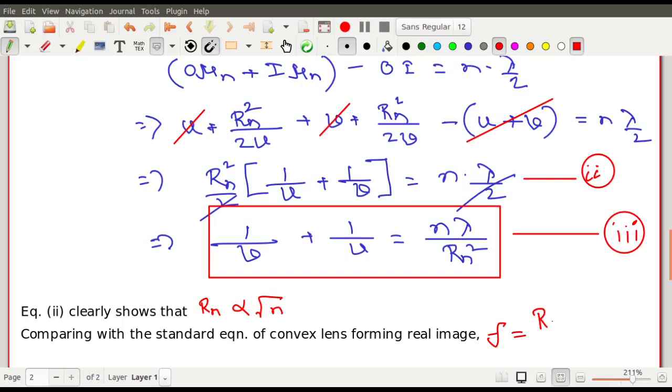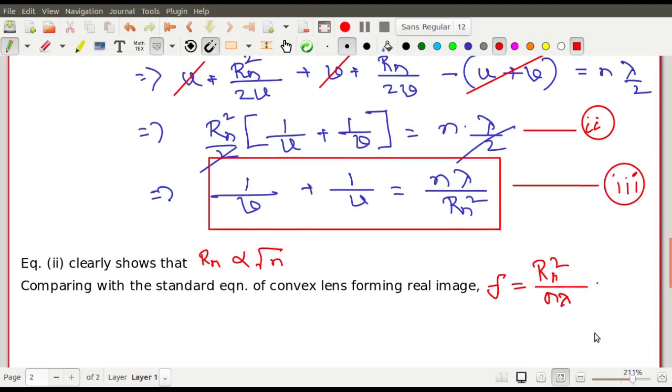So focal length comes out to be Rn square by n lambda. So if you compare it with the focal length, then you get something of this nature, right? So focal length of a zone plate can be evaluated from these particular equations. So now there is something to discuss.